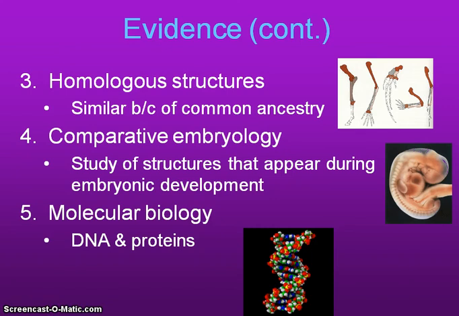The third piece of evidence are homologous structures, which show that there was a common ancestor. The fourth thing is comparative embryology, and this is a little bit newer field. This is the study of structures that appear during embryonic development and the comparison of those between species. And then the last part, and probably the newest, is molecular biology, which is where the actual DNA, RNA, and proteins are analyzed and compared between different species.